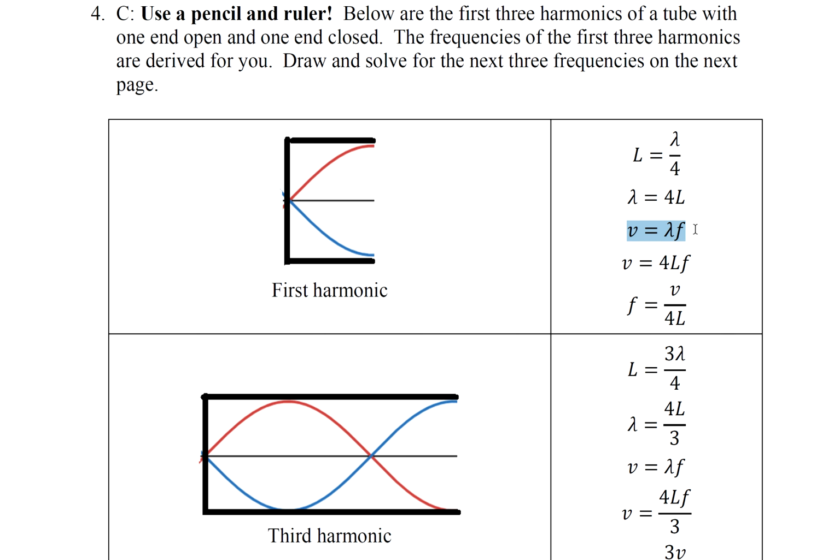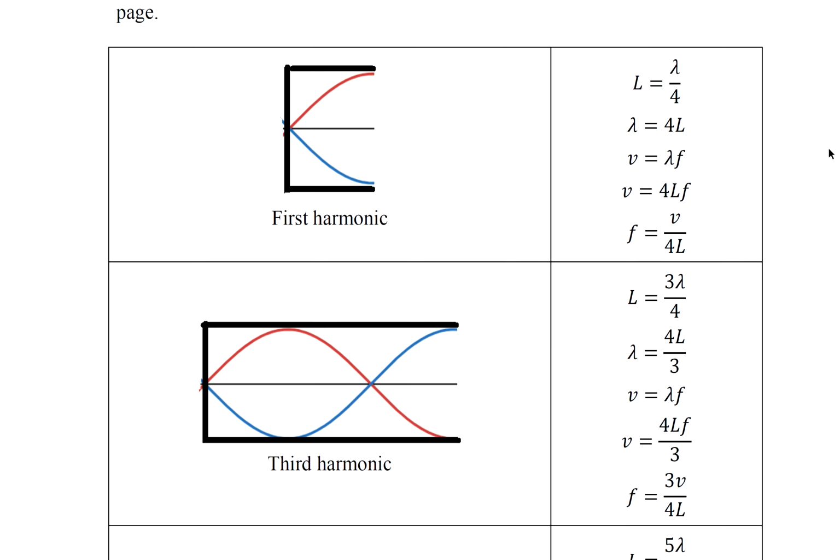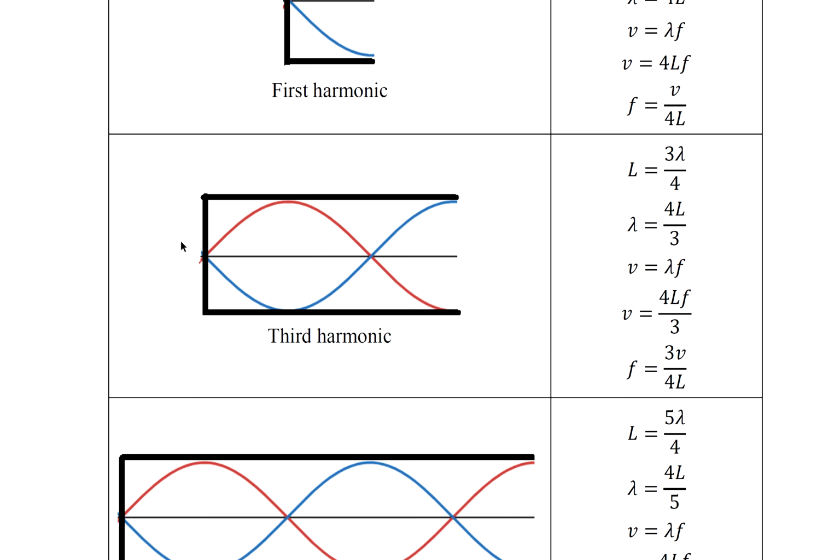V equals lambda F. Substitute for lambda. Finally, solve for F. Okay, so this is what we call the first harmonic, the fundamental frequency, V over 4L. Now, if we have an open-closed tube, there are no even harmonics. It's just first, third, fifth, 7, 9, 11.